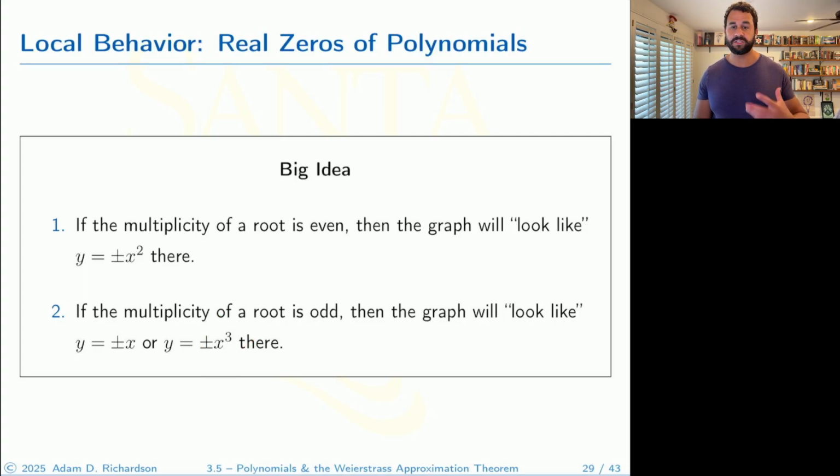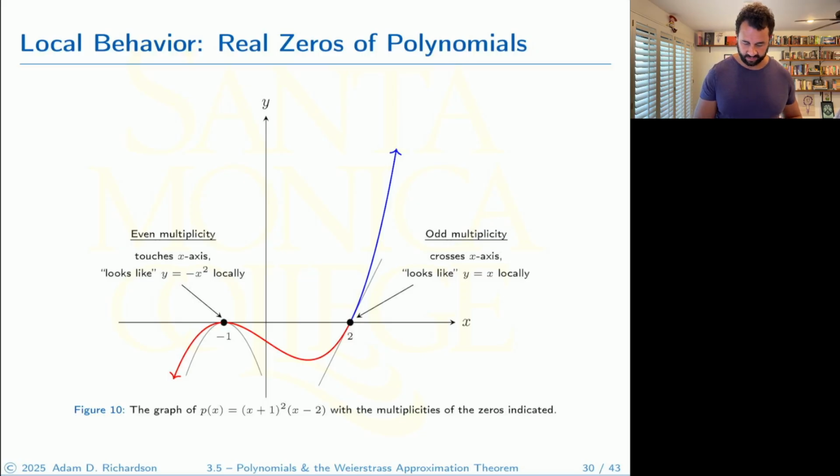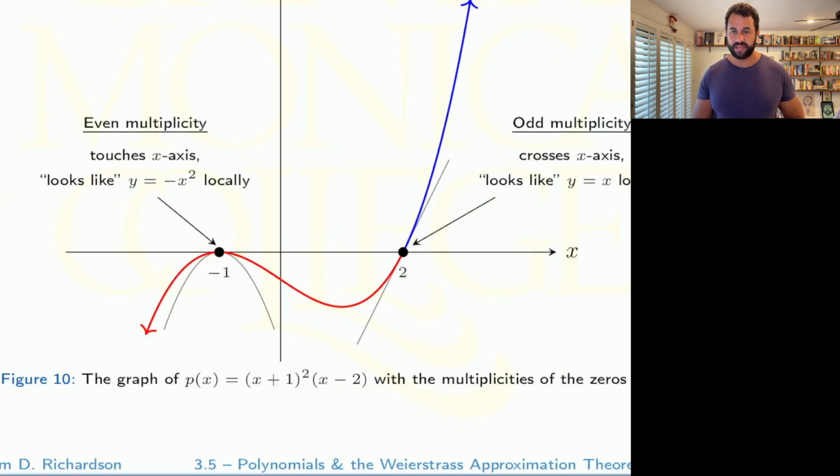So in other words, the multiplicity is telling you the local behavior at that point. It's either going to bounce or it's going to cross, one of those two. I've got that shown right here. Let me zoom in a bit. Okay. So I'm being very hand wavy when I say "looks like." What I'm really trying to say is it's going to bounce or it's going to cross.